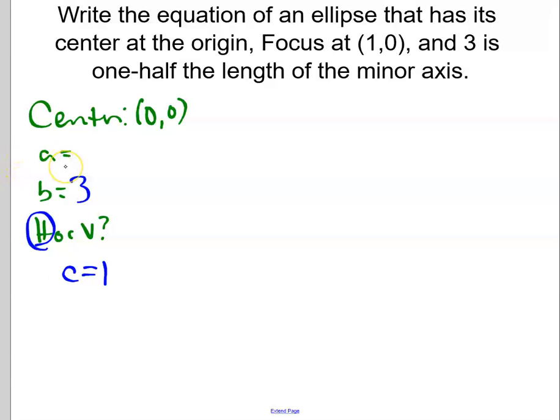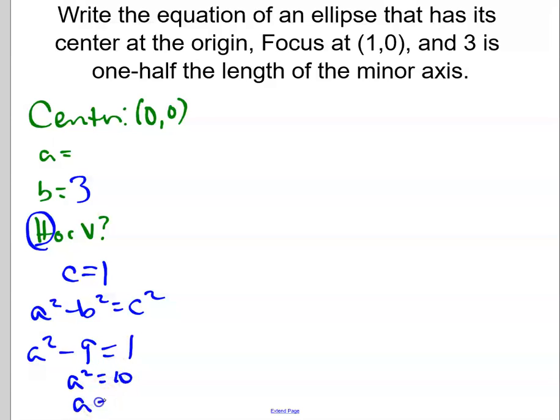Now that's all the information I was given, but I still need to figure out what the A is. And that's where, even though I didn't need my C to write the equation, it's going to help me find my A. Because with ellipses, we know that A squared minus B squared gives us our C squared. So A squared minus 3 squared, which is 9, has to equal 1 squared, which is 1. So A squared equals 10, which means A is the square root of 10.